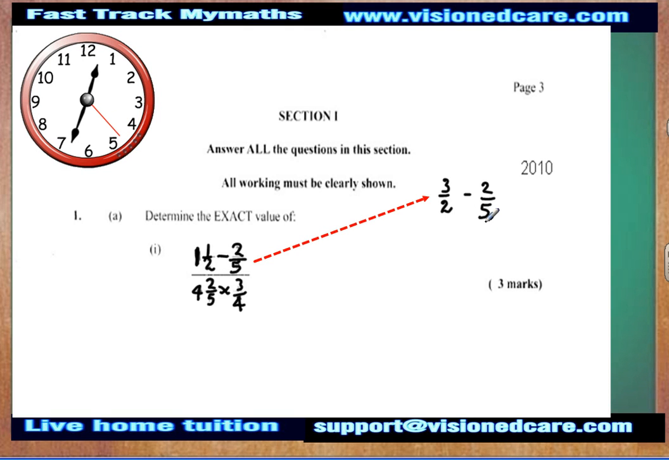So in the 2 times table and the 5 times table, the lowest common multiple there is going to be 10. So if we times this by 2 to make it 10, the denominator 10, we have to times the numerator by 2 as well. And to make this become 10, we times it by 5, and we have to times the numerator by 5 as well. So in this case we would have 5 times 3, that's 15, over 2 times 5, that's 10, minus 2 times 2, that's 4, over 2 times 5, that's 10.